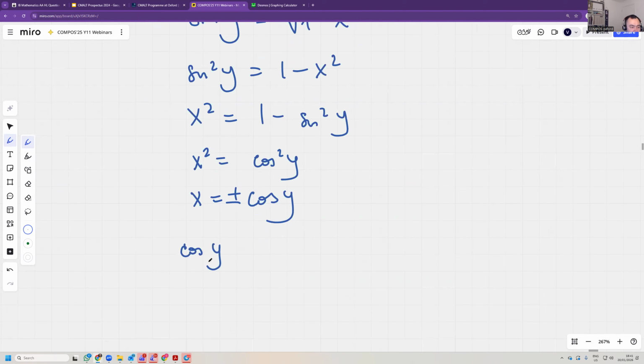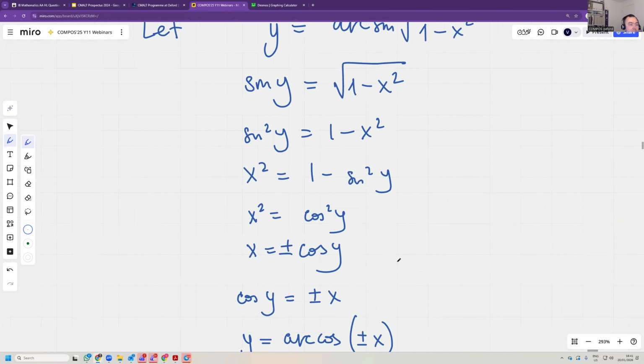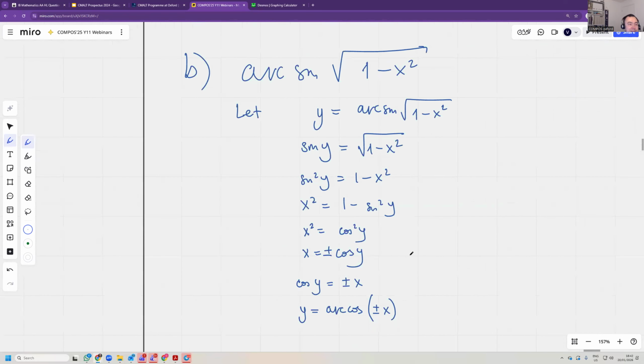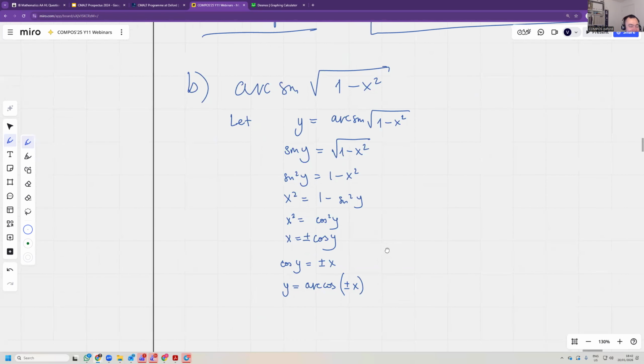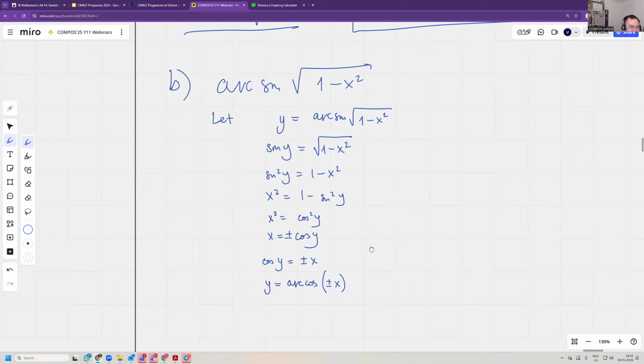So cos y equals plus or minus x. So y is arc cos of plus or minus x. Sorry, what are we trying to achieve? I kind of lost track. Arc sine.